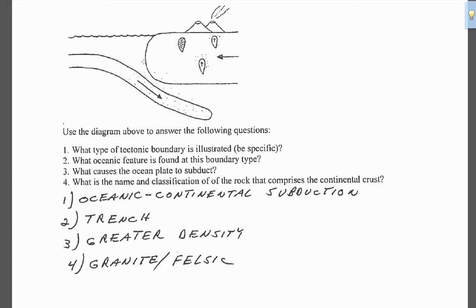Again, oceanic, that's where your deep sea trenches are. We looked at several of those through the last 3 or 4 weeks. What causes the ocean plate to subduct? It has greater density than the continental plate.